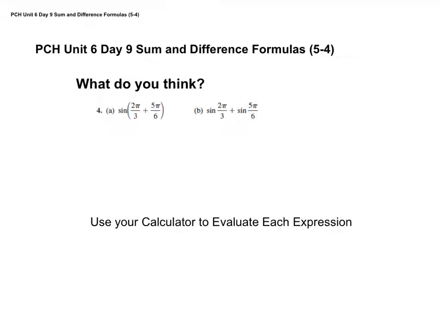So what do you think about this? Looks like a distributive property. Yeah, it kind of looks like the distributive property. I'm guessing if we evaluate both, we'll get the same thing. You're guessing that we'll get the same thing, okay? What do you guys think? Do you think we'll get the same thing?